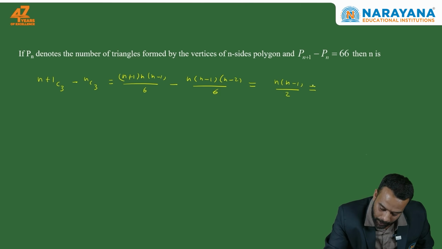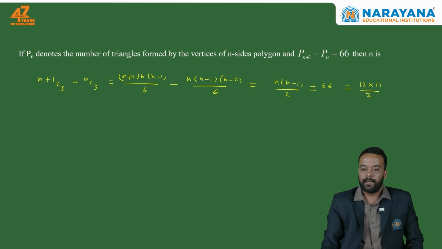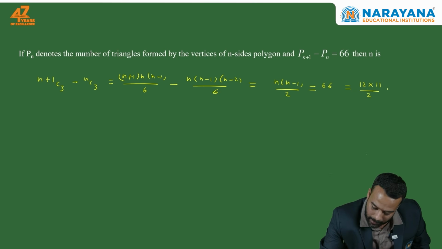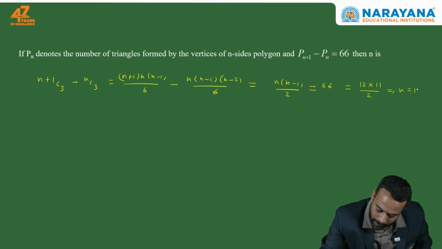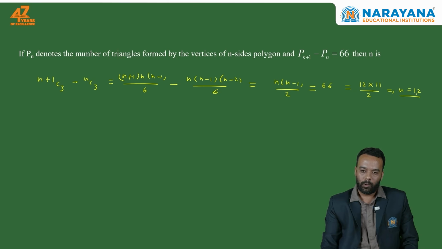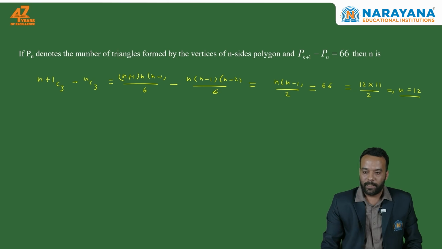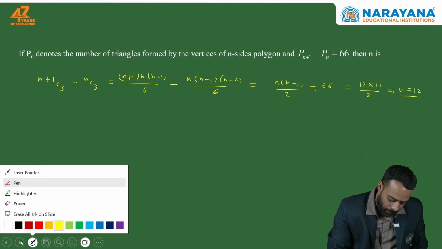Now this expression is given to be 66. We can very easily see that it is nothing but 12 into 11 by 2, as 6 into 11 is 66. So the direct comparison will give us that the value of n is 12. A simple question based on the geometrical applications of permutation and combination.